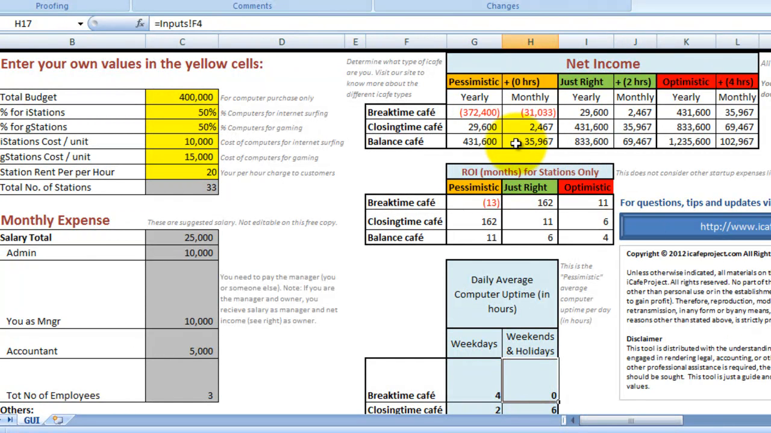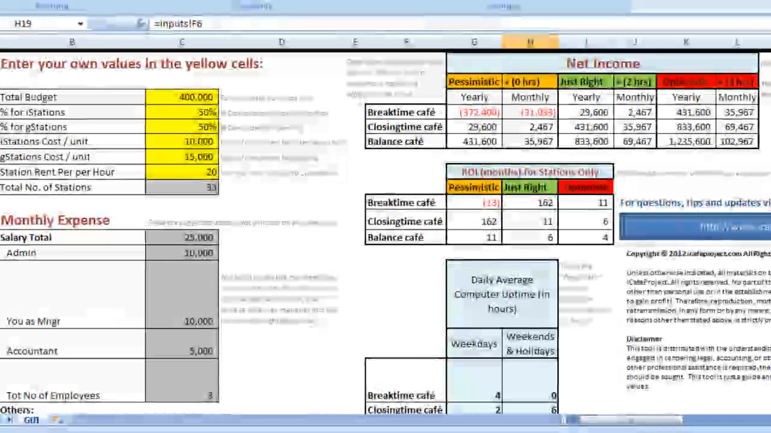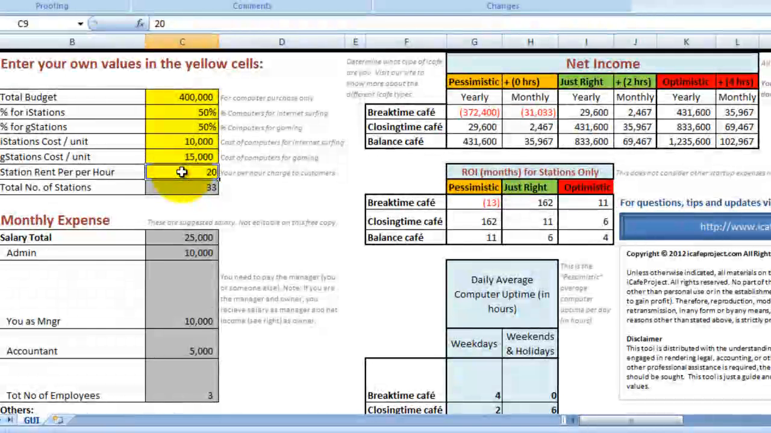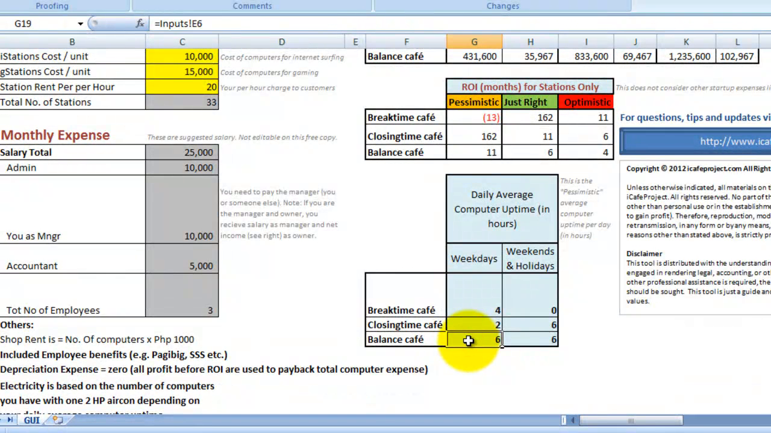Okay. Now, if you're a balanced cafe, imagine here. If you are a balanced cafe, during weekdays you have 6 hours, and during weekends and holidays, you have 6 hours. Okay, check this out. Even if you are charging 20 pesos per hour, you'll be able to have 35,967 pesos monthly.